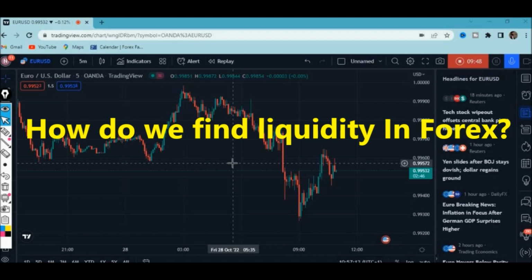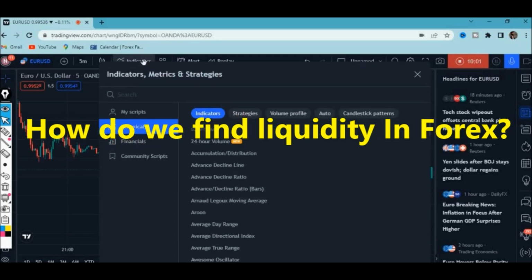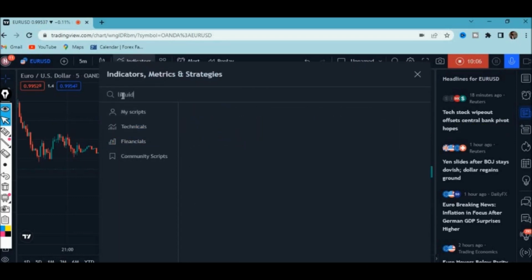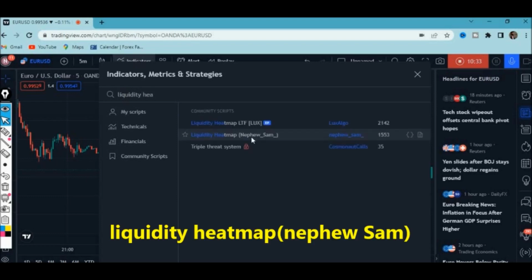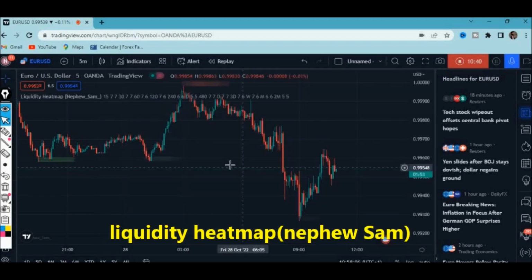You're very lucky because you're going to use one amazing indicator found on tradingview.com. The only thing you need is a TradingView account, simply because I know now you have an idea what liquidity is. So you're going to click on the indicators tab right here, and type Liquidity Hunter by nephew or some. Just click on it.